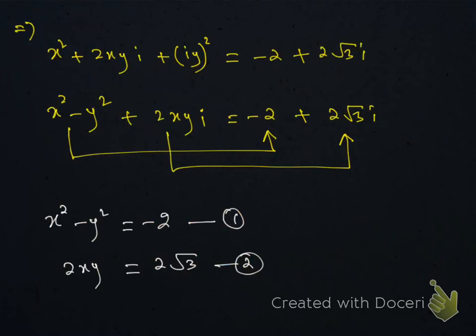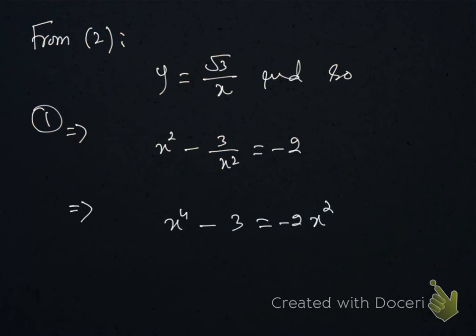Now we need to expand the left side, and after simplifying the left side, we have x square minus y square here and 2xy here. So we just need to equate the real part with the real part and imaginary part with the imaginary part. So we have two equations. By solving these two equations simultaneously, we will have the values of x and y. By substituting y is equal to root 3 upon x from equation 2 into equation 1, we have this equation.